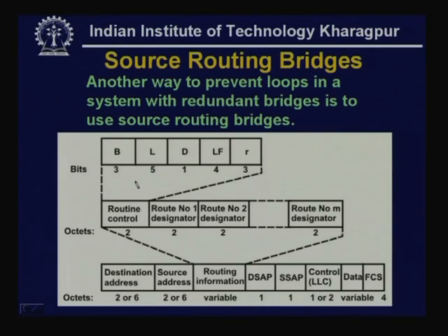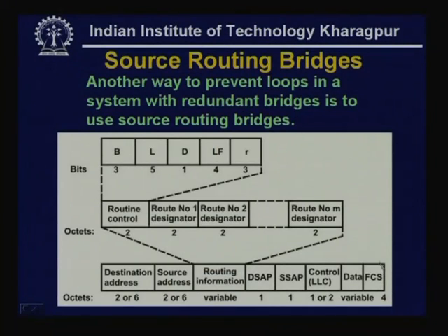Apart from transparent bridges, there is another routing technique that is used, which is known as source routing. In source routing, the source itself decides the route that will be used by a packet through a number of bridges. So all the intermediate bridge addresses are provided by the source node, the source station. The packet format is shown here.